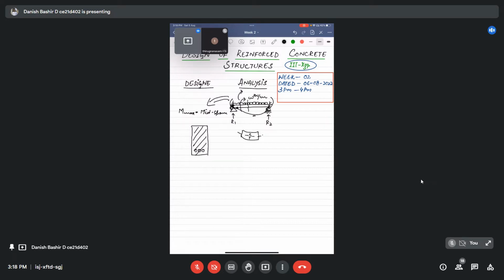So the analysis part is finding the forces and bending moments acting on a beam due to the given loading. And the design part is: we are given the maximum forces and maximum bending moments acting on our structure. We have to design the cross-sectional dimensions. We have to choose the appropriate grade of concrete and grade of steel. We have to choose the appropriate cover for our structural member. So this is the basic difference between design and analysis.